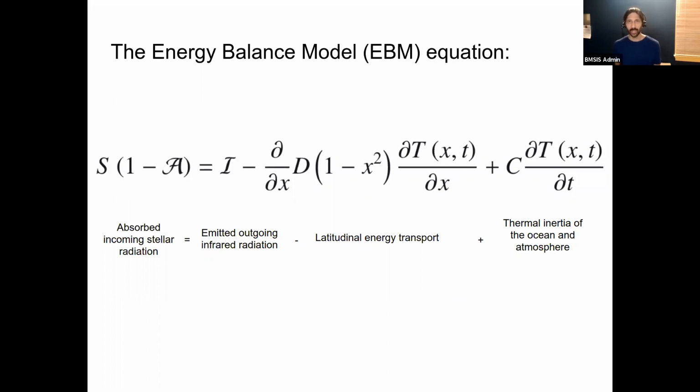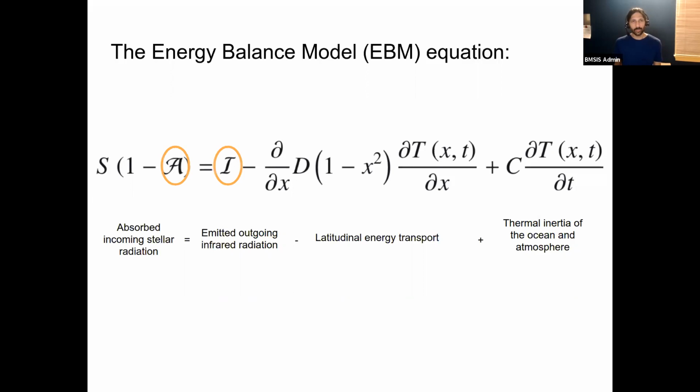Lowercase t is time, uppercase T is temperature. And this D is a diffusive parameter, which I won't get into too much in this talk. That's generally a constant, although it can be adjusted based on how the planet's rotation changes. And then the final term is the thermal inertia of the ocean and atmosphere system. The EBM I'm using has 18 latitude bands, but it could be an arbitrary number. You can make it more, or you can make it less if you really wanted to.